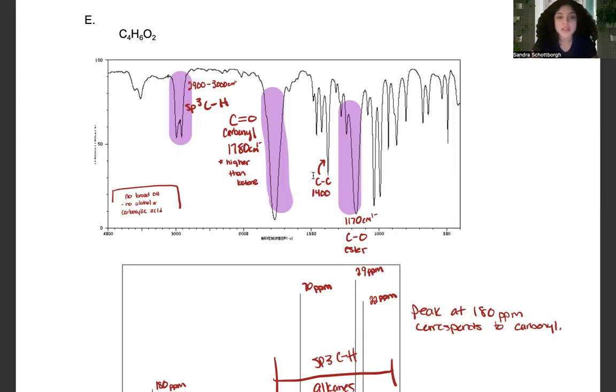We can also tell that there is no broad alcohol signal anywhere, so we can tell that this is not going to be an alcohol. This is definitely not going to be a carboxylic acid or a ketone.